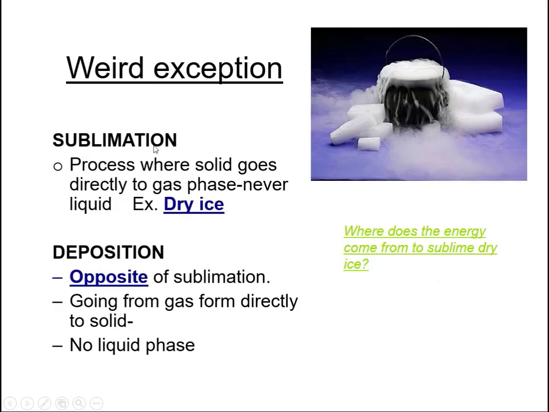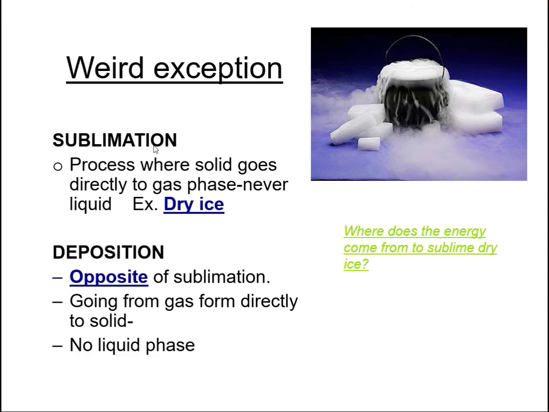Now, there are some weird exceptions, and the one that is always given as an example of the weird exception is sublimation, or dry ice. You may have seen demonstrations with dry ice. Dry ice is called dry ice because it goes from a solid to a gas without entering the liquid phase. It's never wet. It's never liquid. So hence the term dry ice. It goes straight from solid to gas.